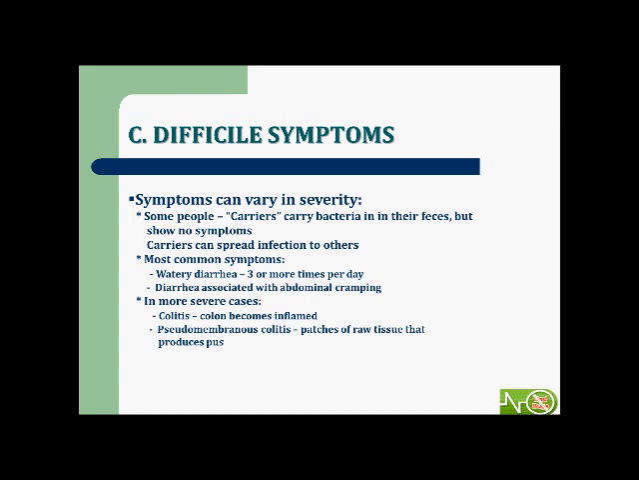Most common symptoms are diarrhea that's more than 3 to 4 times to 10 to 20 times sometimes, and this is associated with abdominal cramping. And in more severe cases, colon becomes inflamed and there is raw patch of tissues that is there in the intestine, which is large intestine, and it's called pseudomembrane, and with an inflamed colon it is called pseudomembranous colitis.